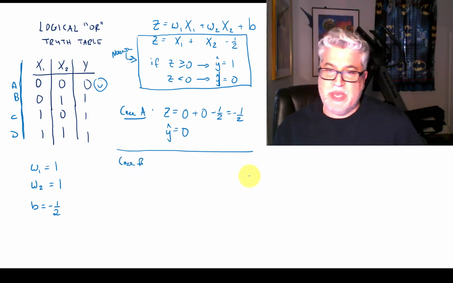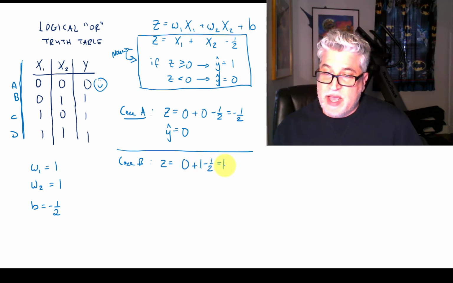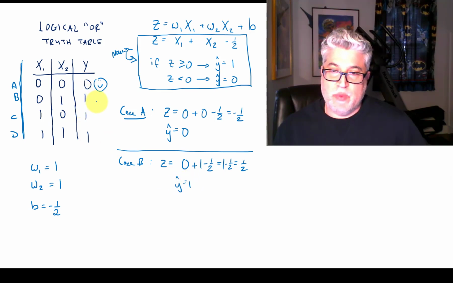So let's try case B. Case B has a 0 for x1 and a 1 for x2. So we're going to plug in a 0 here and a 1 there. That's 0 plus 1 minus 0.5. So that's 1 minus 0.5, which is just 0.5. That's a positive number, and so y hat is 1, and that's good because that's what we wanted.